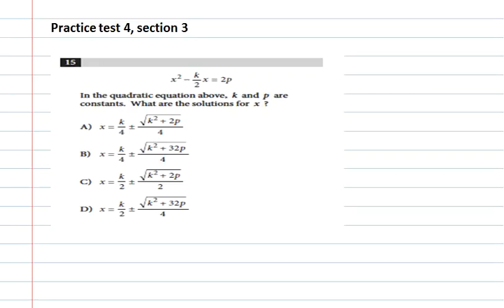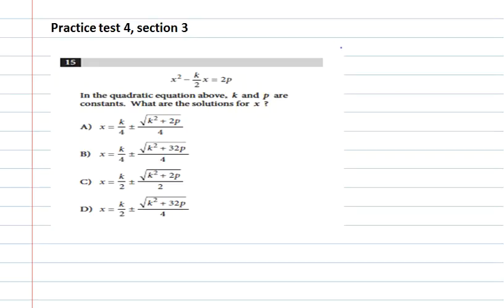So the question is x square minus k over 2x is equal to 2p. In the quadratic equation above, k and p are constants. What are the solutions for x? So what's the formula for the quadratic equation?